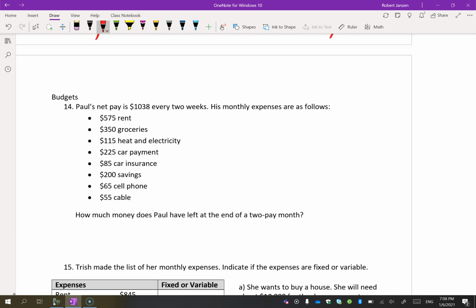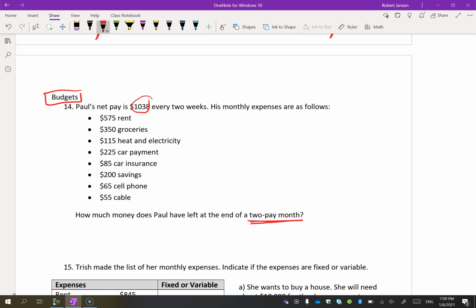All right, let's talk very quickly about budgets. A budget's basically a plan for spending money. So Paul makes this much every 2 weeks, and his monthly expenses are listed there. How much money does Paul have left at the end of the month? At the end of 2 pay months.